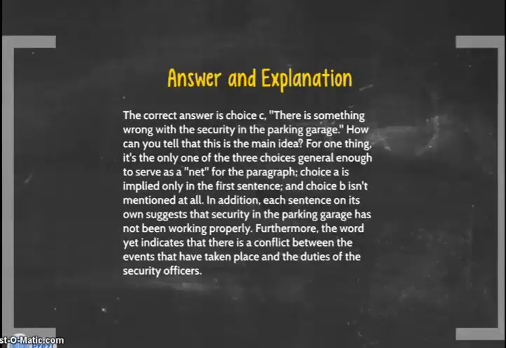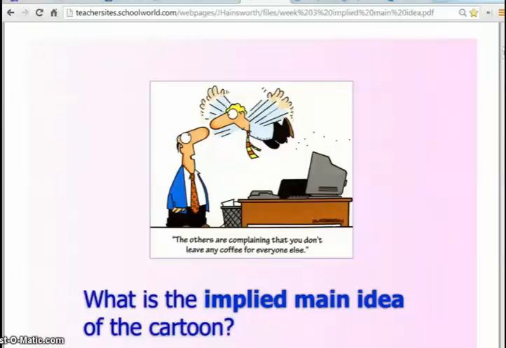How can you tell this is the main idea? For one thing, it's the only one of the 3 choices general enough to serve as a net for the paragraph, meaning it's as general as possible. Choice A is implied only in the first sentence, and choice B isn't mentioned at all. In addition, each sentence on its own suggests that security in the parking lot has not been working properly. Furthermore, the word yet indicates that there is a conflict between the events that have taken place and the duties of the security officers.